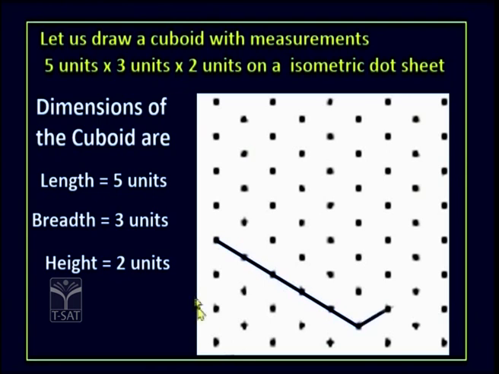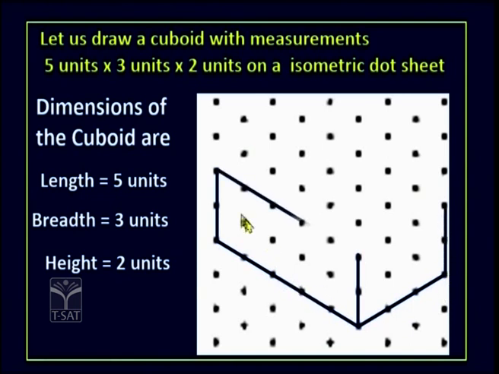Next, the breadth is 3 units, children. So, if you want to include this, you have to take 4 points. If you want to exclude this, you have to take 3 points. 1, 2, 3. Okay, we have taken length, we have taken breadth. Now, what is the height, children? Yes, it is 2 units. So, I am joining 2 points above. Here also 2 points above. Here also 2 points above.